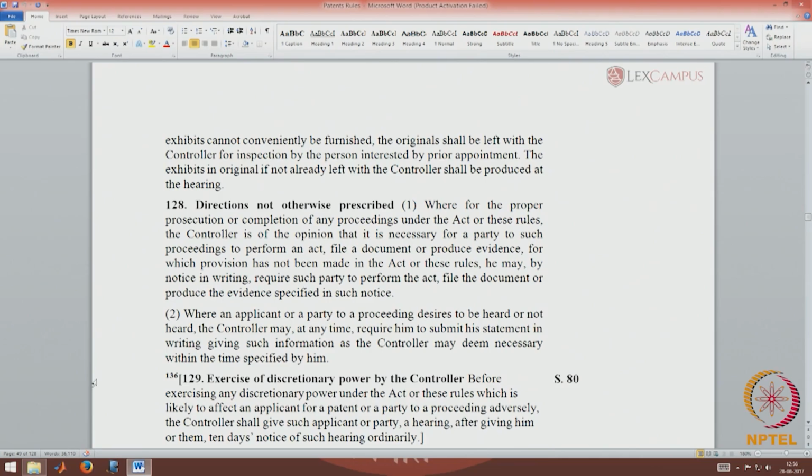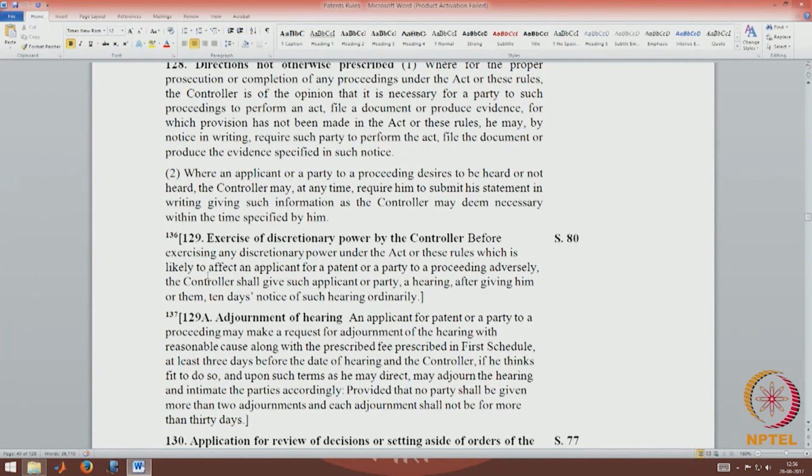Now exhibits, 127 deals with exhibits and how to deal with them, and 128 deals with directions where there is no provision provided for. 129 deals with the discretionary power of the controller. So wherever the controller exercises his discretionary power, which could prejudice the party, the controller has to offer a hearing. So this is a provision which mandates hearing of a party whose rights could be affected when the controller exercises his discretion. So, if it is a normal thing where the controller does not have a discretion, for instance, the controller receives the report of the examiner, the confidential report, the controller has to issue a first examination report or a first statement of objection. There is no discretion there, he has to do it.